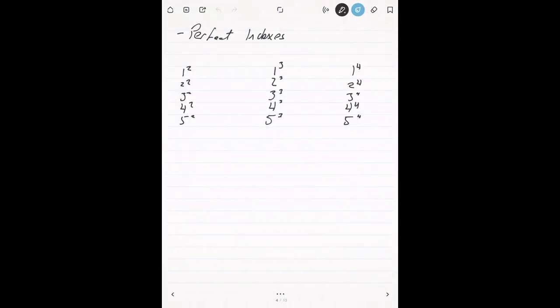Now, when you're taking different roots, whether they be square roots, cube roots, fourth roots, fifth roots, etc., we sometimes have what are called perfect indices or perfect roots. This is a situation where if you take the square root, the cube root, the fourth root, or whatever of a particular number, you're going to get a whole number back.